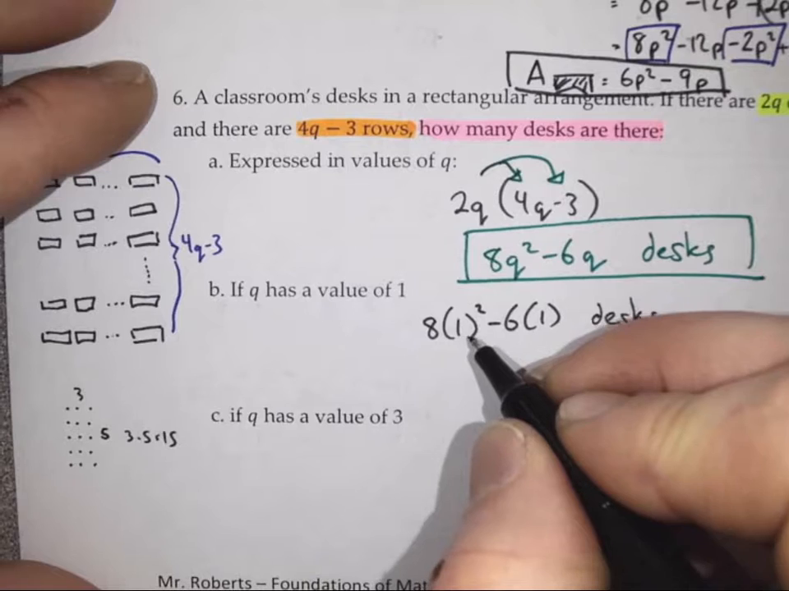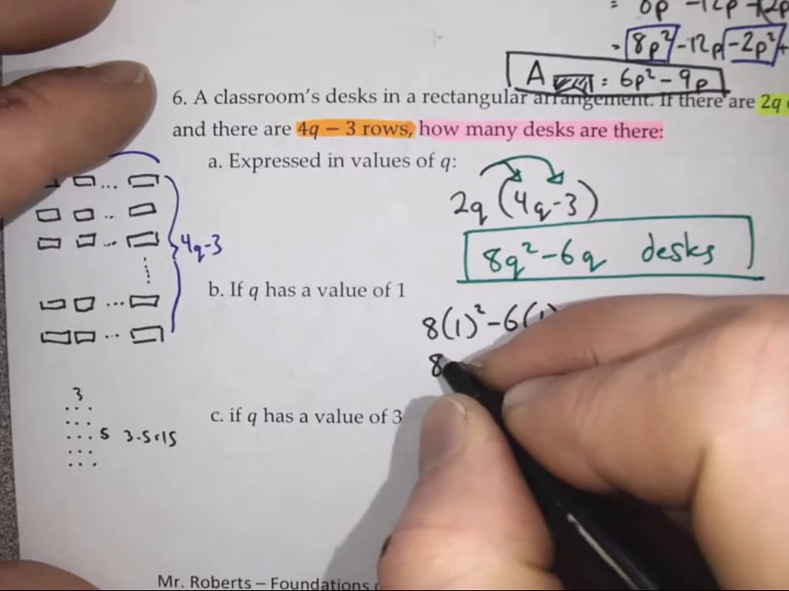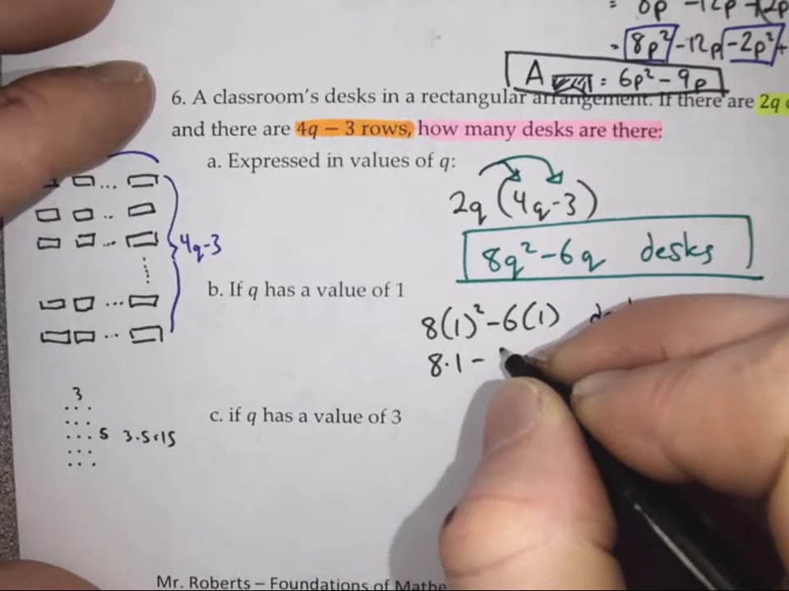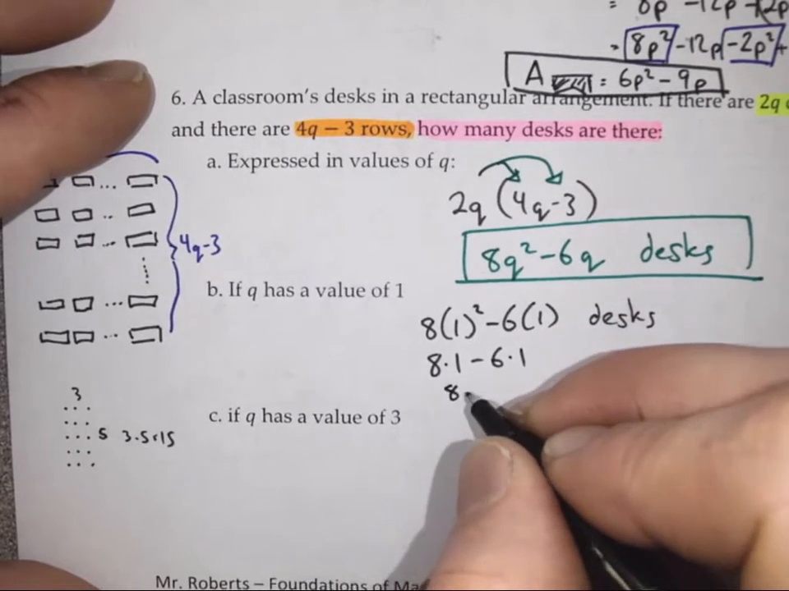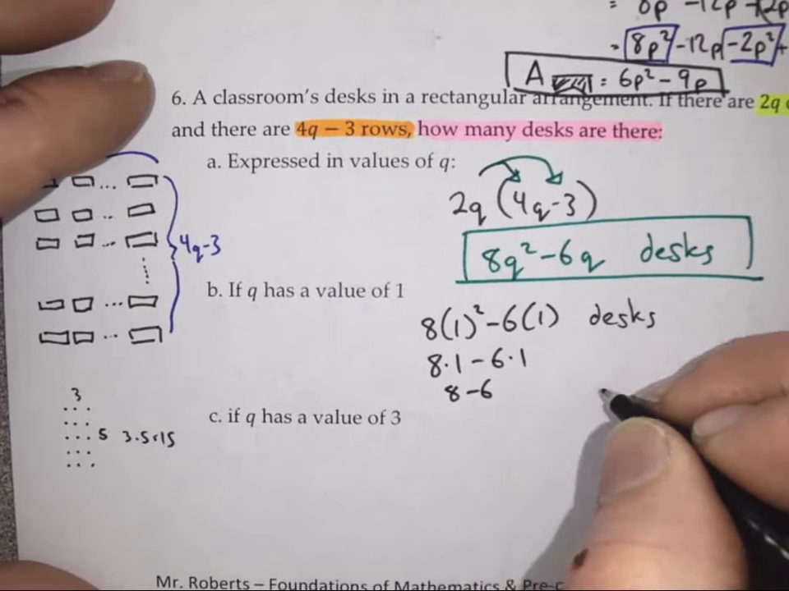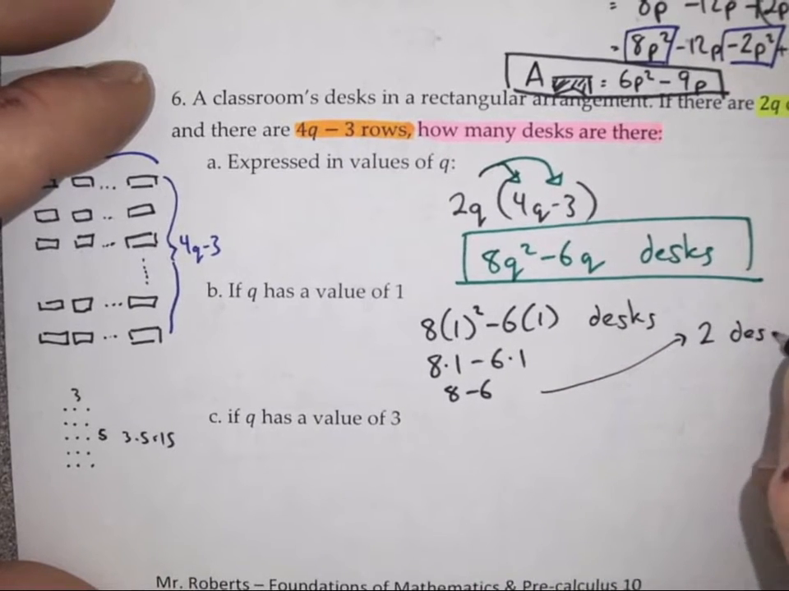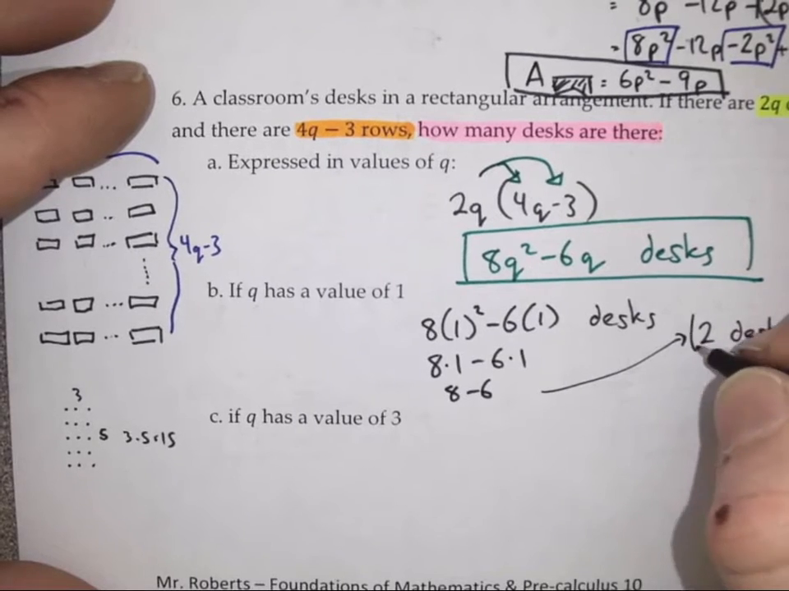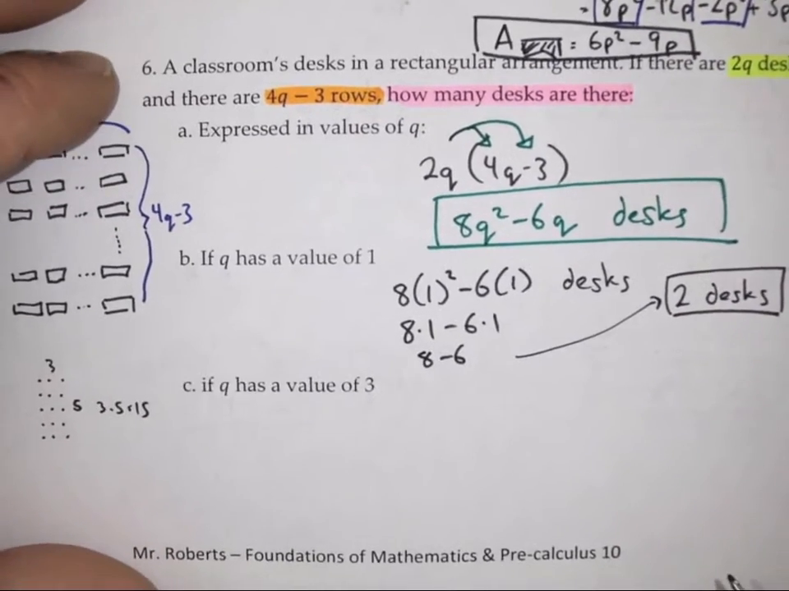So I'm going to use order of operations. I'm going to do my exponent first. 1 squared is 1 times 1, or 1. Then I'm going to do my multiplication next. So it's going to be 8 minus 6. And so that's going to give me, when I do my subtraction now, 2 desks. Okay, so that's not an optimal arrangement, but it does follow the rule.